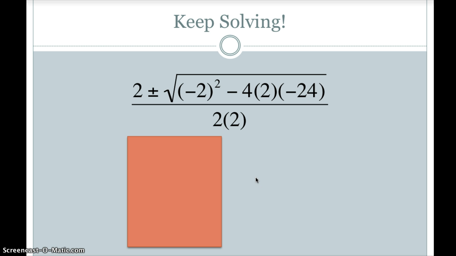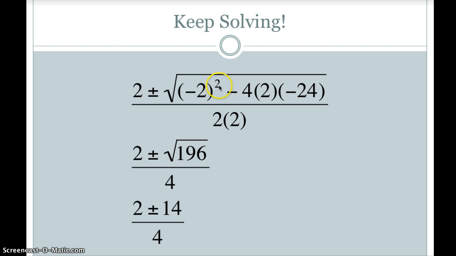The next thing I'm going to do is solve underneath this square root here. And when I do negative 2 squared minus 4 times 2 times negative 24, I get positive 196. So everything else in my equation, 2 plus or minus the square root of 196 over 4, has stayed the same except the 196, which is the step that I did there. From there, I'm going to take the square root of 196. It's a perfect square. Turns out to be 14. So I have 2 plus or minus 14 over 4.